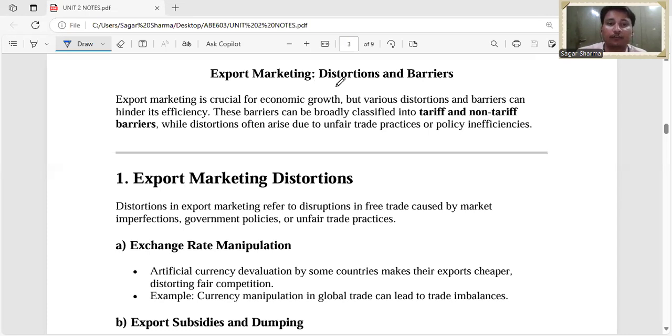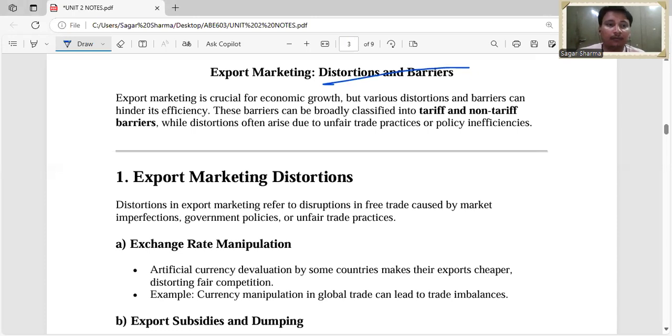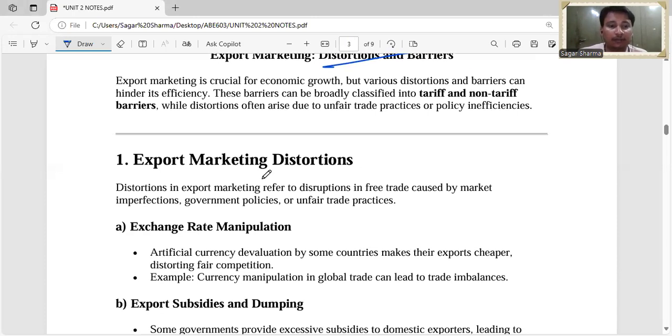Export marketing distortions and barriers. Whenever you do export marketing, what are the distortions and barriers you can face? So, without delay, we will start. Export marketing distortions refers to disruption in free trade caused by market imperfections, government policies, or unfair trade practices.